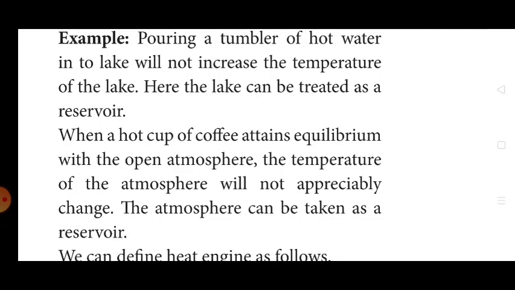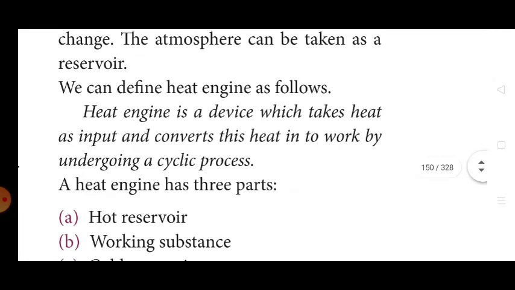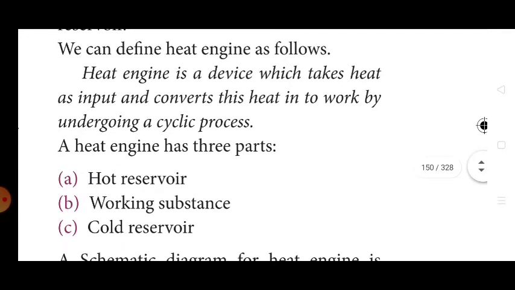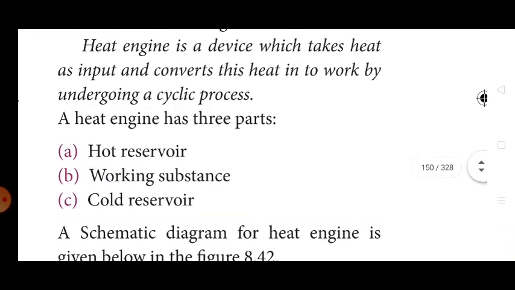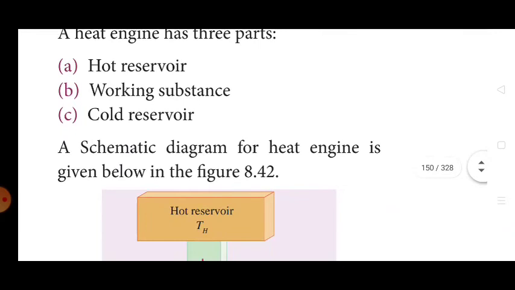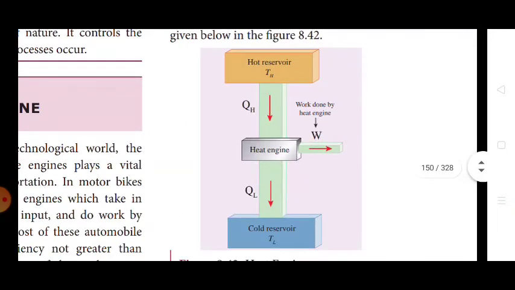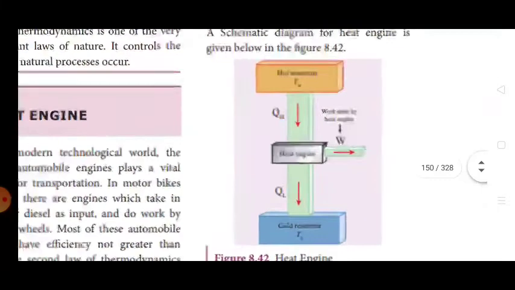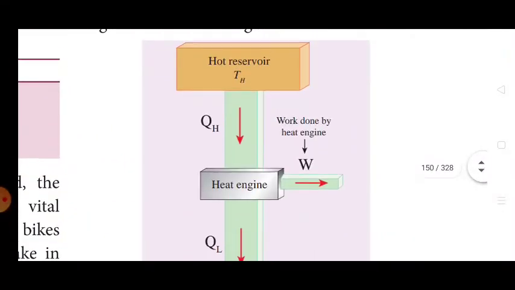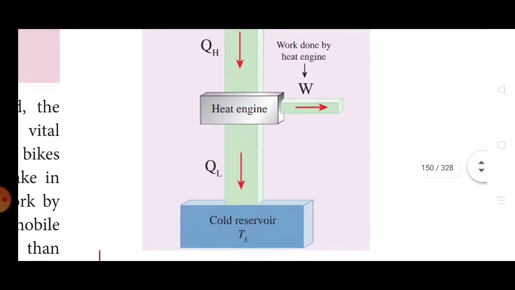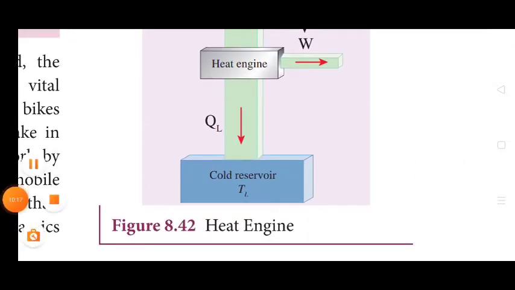We can define a heat engine as follows. A heat engine is a device which takes heat as input and converts this heat into work by undergoing a cyclic process. A heat engine has three parts: hot reservoir, working substance, and cold reservoir. A schematic diagram for the heat engine is given below. So, this is the heat engine schematic diagram, which has three parts: hot reservoir, heat engine, and cold reservoir. 1. Hot reservoir or source.